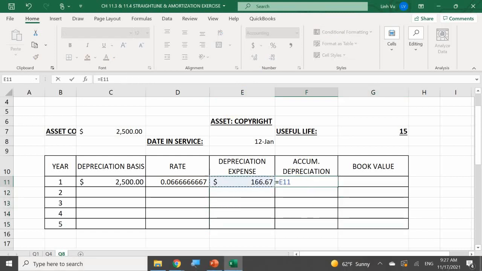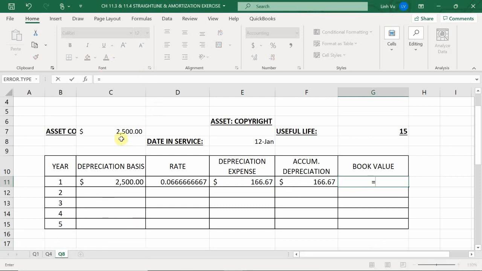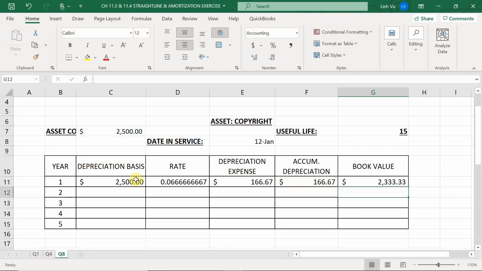Okay? So then, accumulated depreciation should equal your first year's depreciation expense. So then what's my book value going to be? 233.33 cents. Exactly. Good. Okay, let's go ahead and do it for the next couple of years. So then, year 2, what's my depreciation expense?